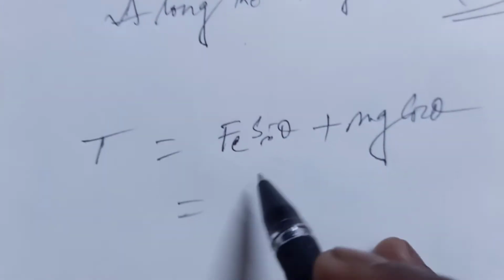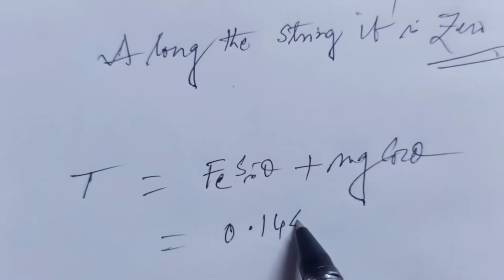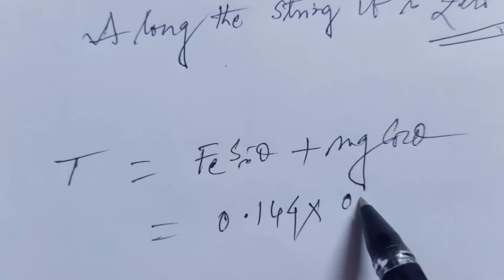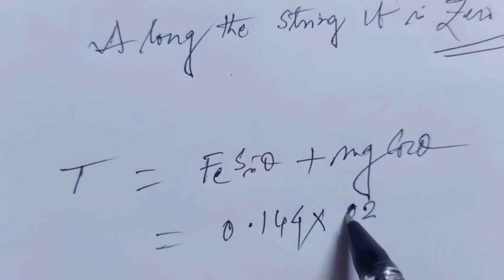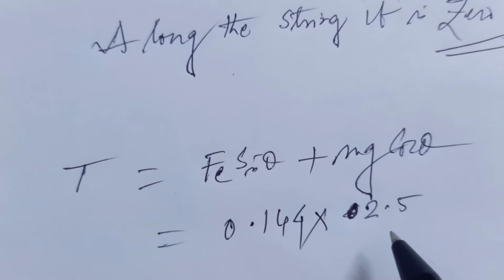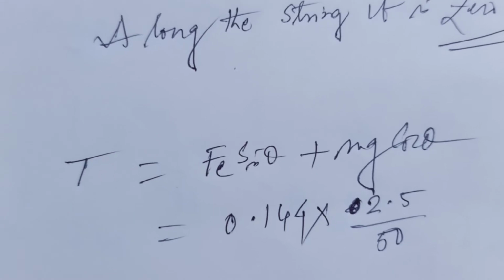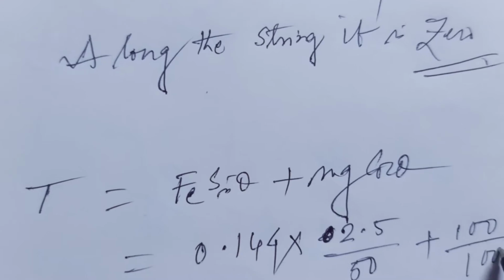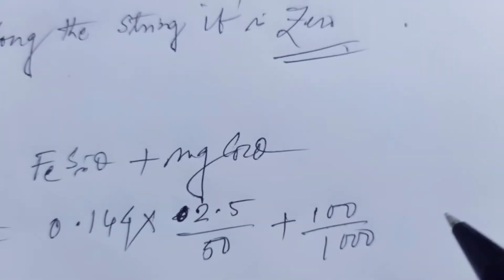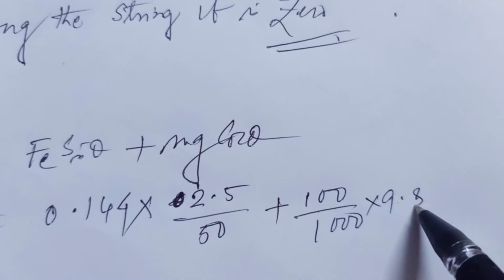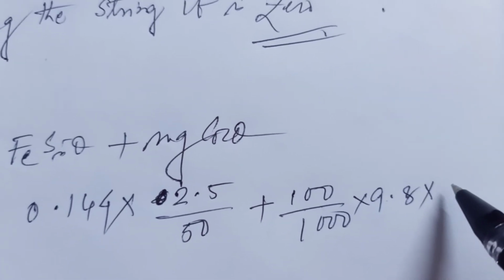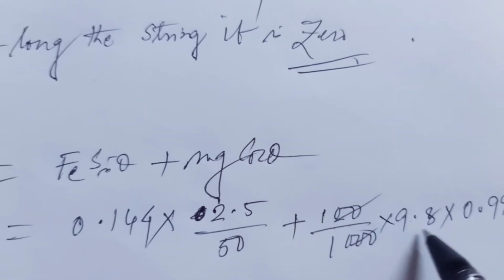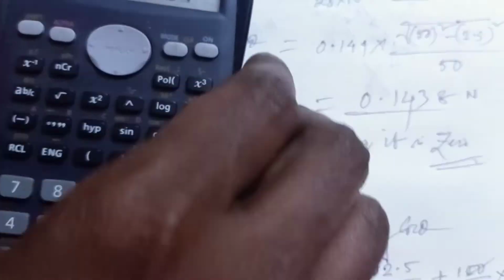So Fc means 0.144 into sin theta. Sin theta means perpendicular by hypotenuse, 2.5 by 50, plus mg. M means 100 divided by 1000 because it is in gram, into 9.8 into cos theta. So cos theta is 0.999.